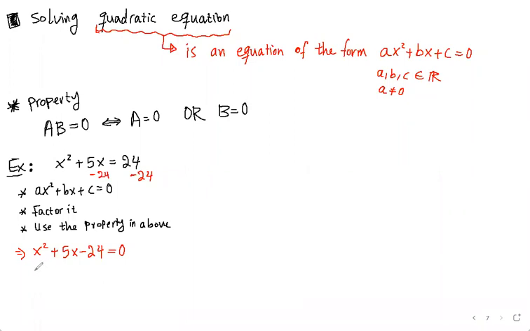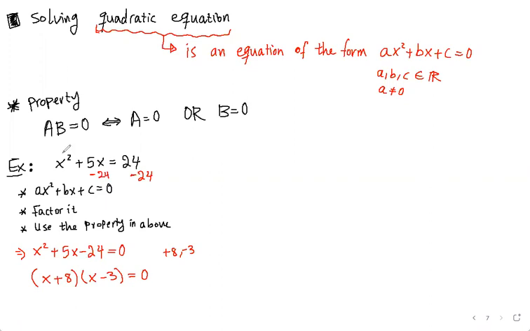Like Angel said, the two numbers are positive 8 and negative 3. Why? Positive 8 times negative 3 is minus 24, and positive 8 minus 3 gives me 5. So these two numbers work for this trinomial. So now we have s plus 8 times s minus 3 equals 0. The zeros are negative 8 and positive 3.